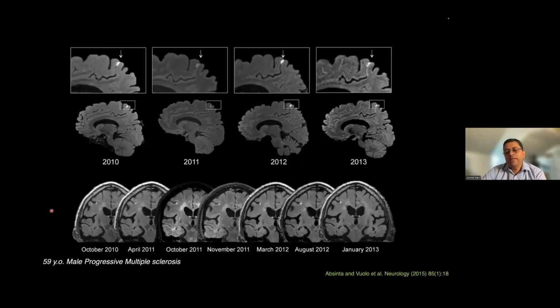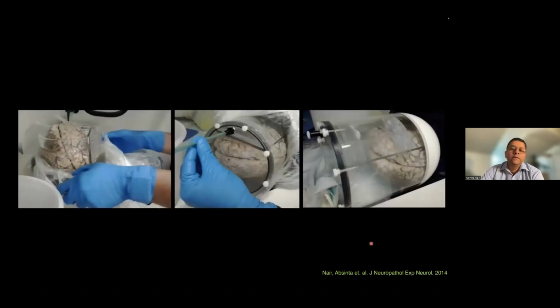It so happened that this person that we're seeing the images of here died and donated the brain for research. And we fixed the brain, put it in formalin, evacuated the air bubbles, and scanned it at the 7 Tesla.